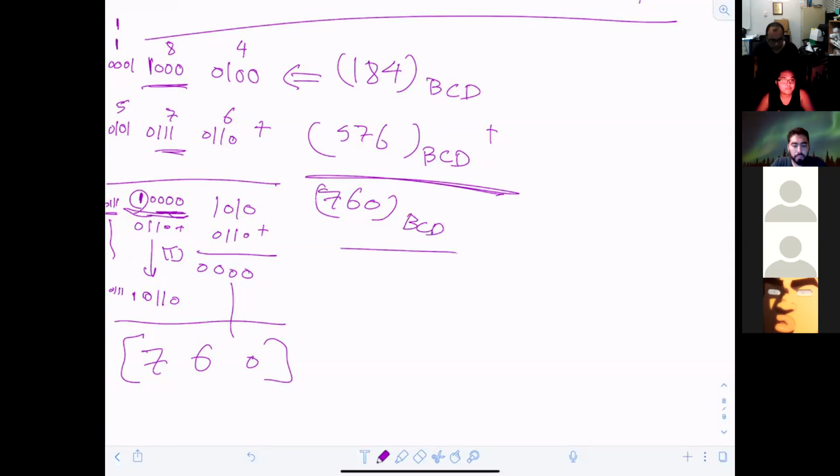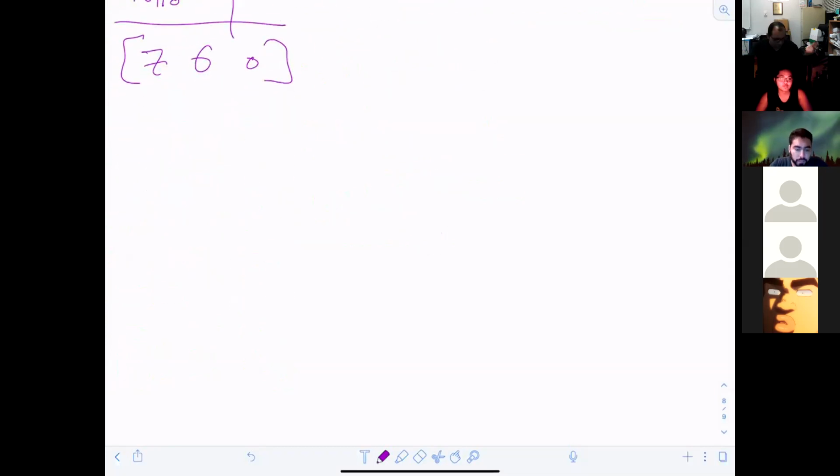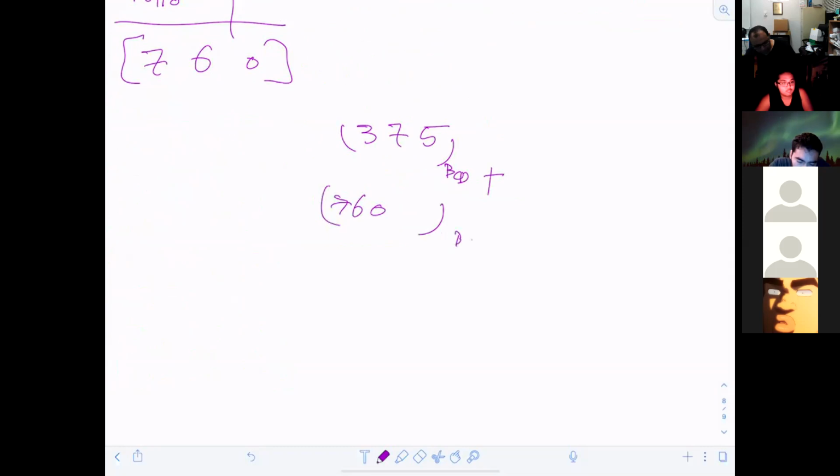Okay, so it's many of them. So you know what? Let's do another one. That's why I'm here, right? So basically, what we have is 3, 7, 5 in BCD added to 7, 6, 0 in BCD, and I'm not sure what the output is. Let's do it together. So 5 plus 0 is 5. So good, I have it. Then 7 plus 6 is what? 13. It's out of range, so you have to add 6 to it.